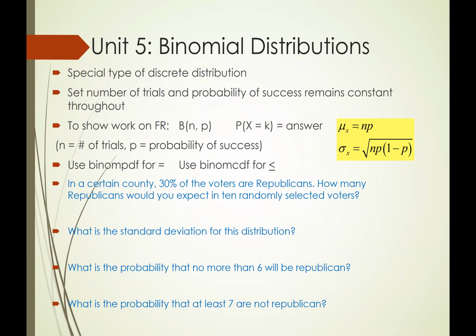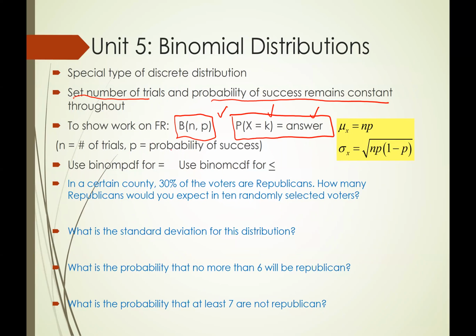The next type of discrete distribution is a binomial distribution. This is where you have a set number of trials and probability of success remains constant. To show work on the free response, we write it this way. We write out our distribution, and then we have our probability statement equals the answer. So we're going to be looking for 3 things on the work. The description of your distribution, your probability statement, and your answer.